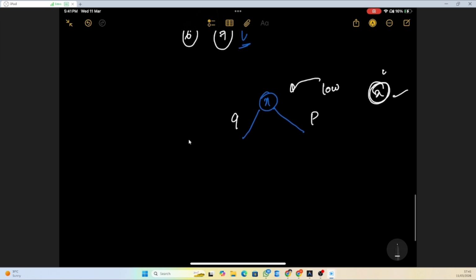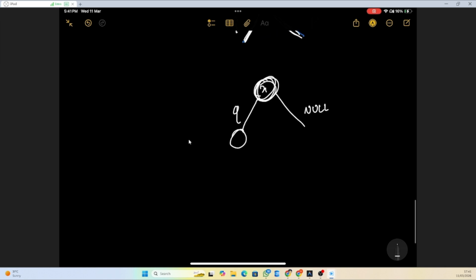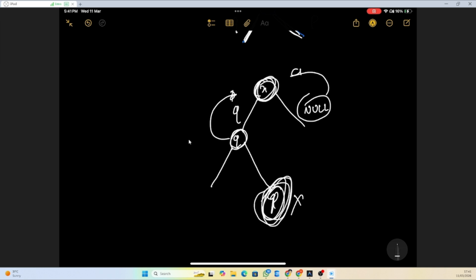Or another way, suppose you found Q and from the other side you found null. What is the lowest common ancestor? Yes, X itself. Suppose you found Q here, and because you found it, you return. So there is a P here. You are not able to reach P, but you know Q. And the other way it gave null. It doesn't mean there is no P. The P will be here.